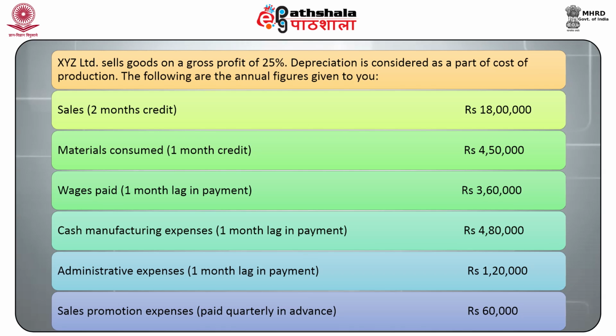Moving further, we have to see one more illustration. XYZ Limited sells goods on a gross profit of 25%. Depreciation is considered as part of cost of production. The following gives us the annual figures of sales, the material consumed in 1 month, the wages paid in 1 month, the cash manufacturing expenses, the administrative expenses and the sales promotion expenses, which have different timelines.